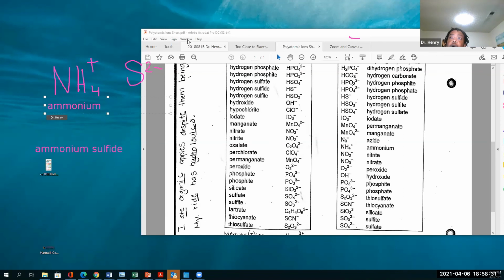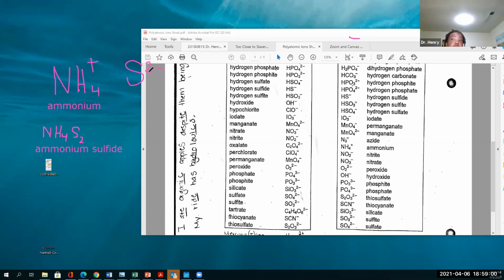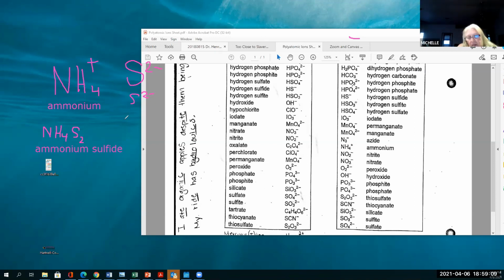Okay, so now what would be the chemical formula? NH4S2. Why do you think it's 2? Because sulfur has a -2 charge. I have a -2, but that means it's a -2 charge. If I have 2 of it, now I have -4. So it's just by itself. It's going to be alone.